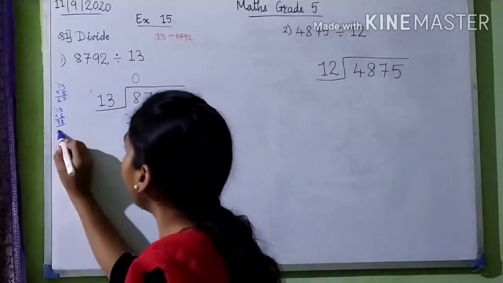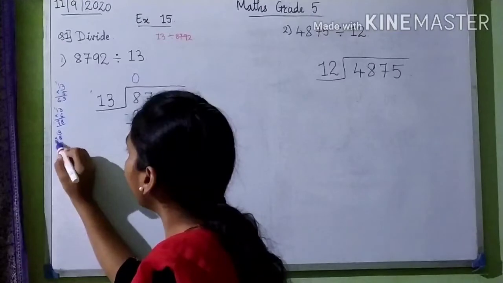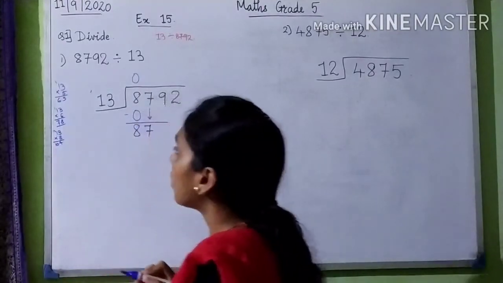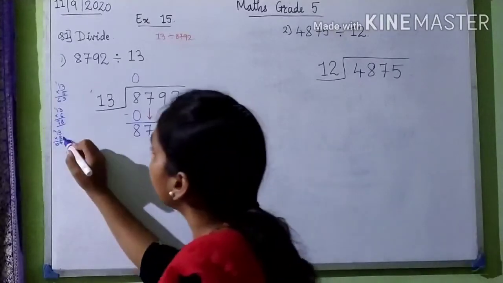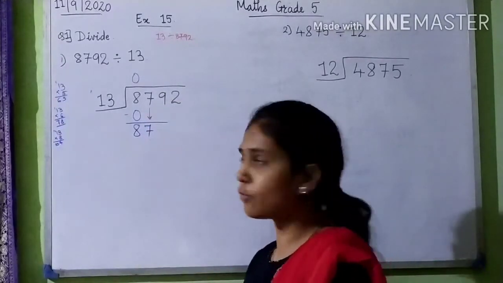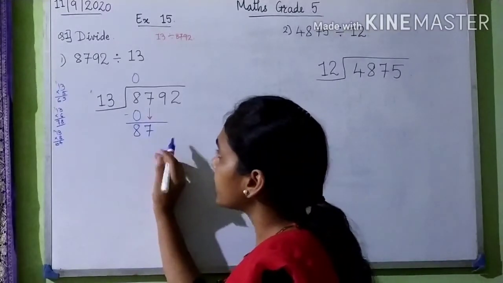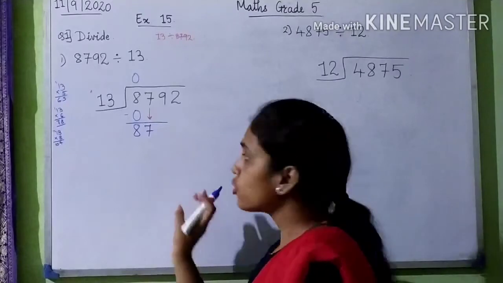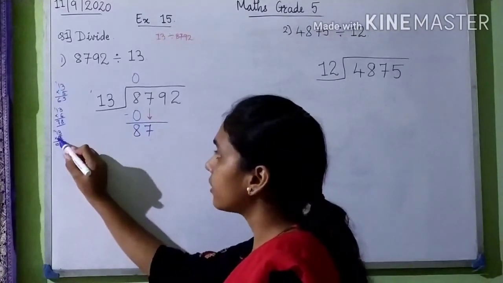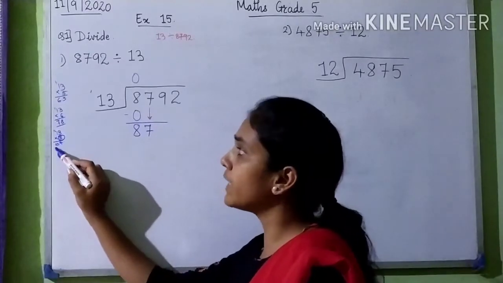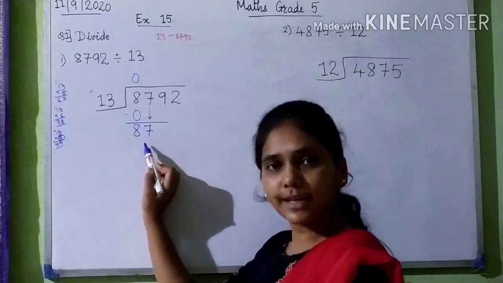Now let's check by 8. 13 into 8: 8 3s are 24, 8 1s are 8 and 2 more makes 10. So 13 into 8 is 104. And 104 is greater than 87, right? So we cannot take 13 multiplied by 8, because if we multiply 13 by 8, we get 104, which is greater than 87.